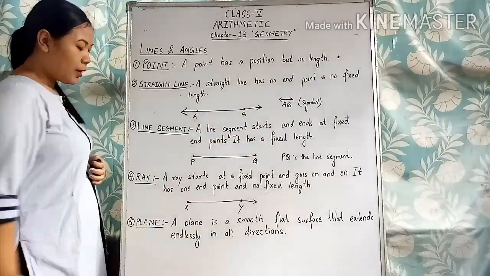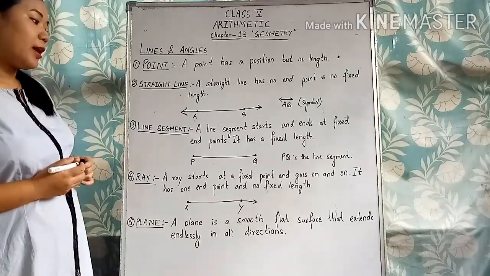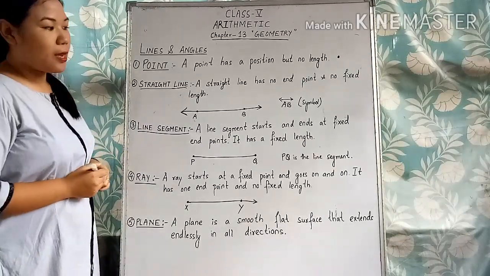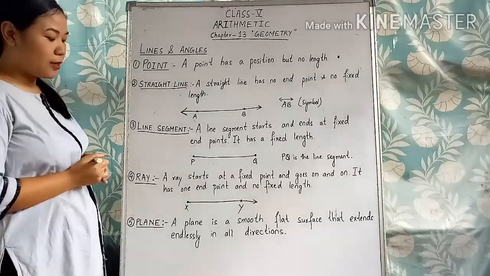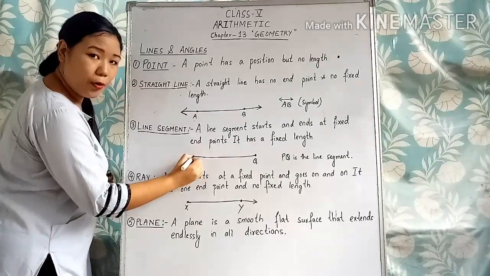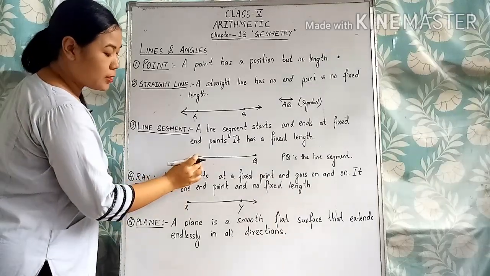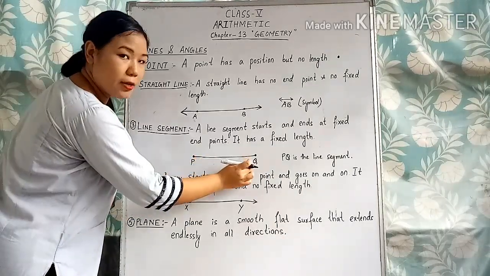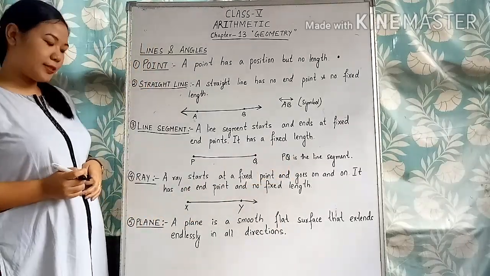Can you see? Next is line segment. What is line segment? A line segment starts and ends at fixed endpoints. It has a fixed length, okay. So in a line segment, it starts at one point and it ends at another point. Since it starts at one point and ends at one point, it has a fixed length. So PQ is the line segment.